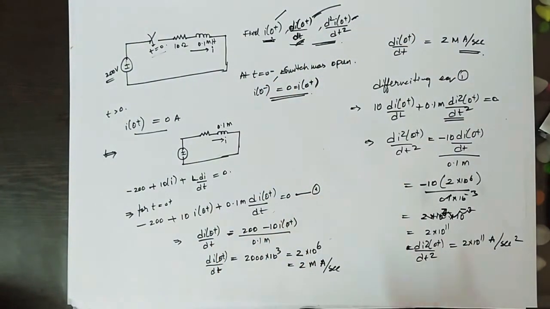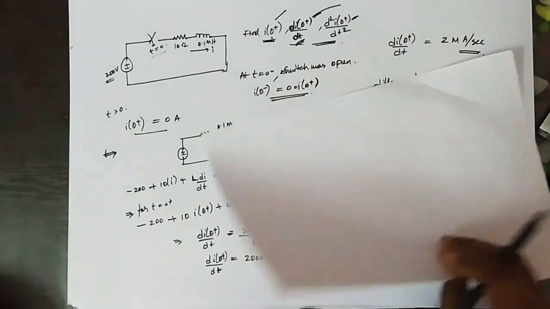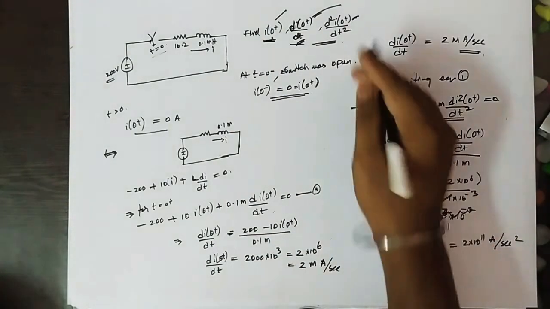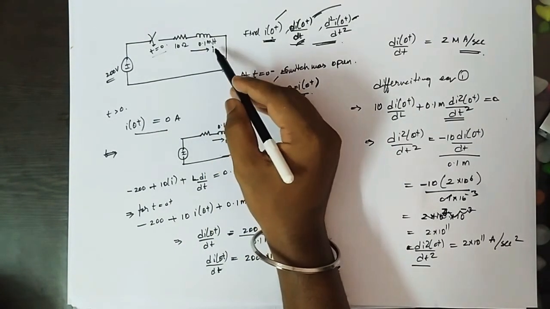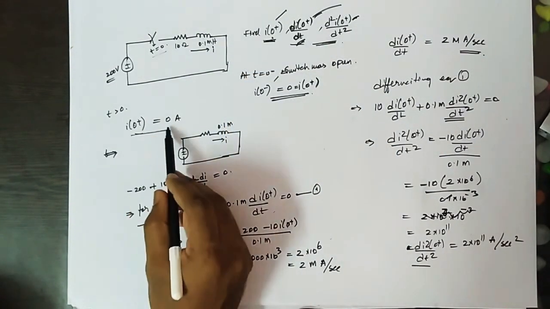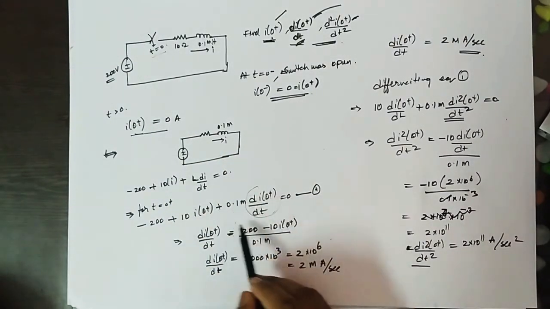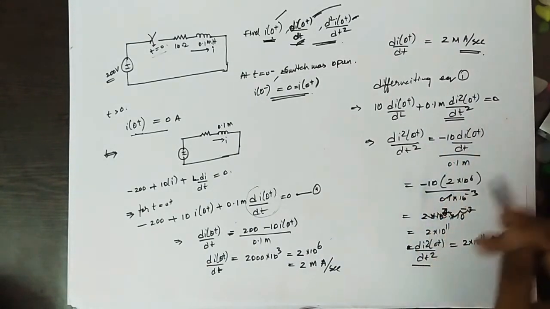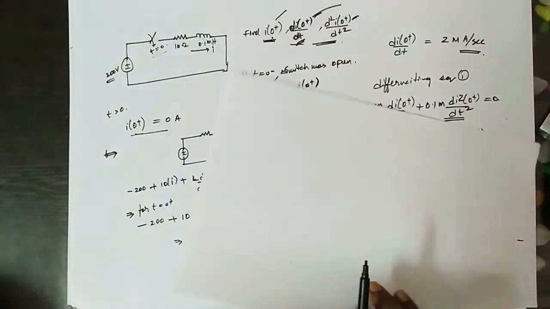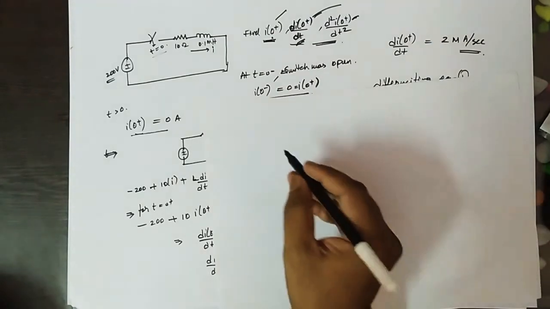For the same sum, if they ask you to find the expression of current i of t, then what will you do? In lecture 6 or 7 we did that sum. Up to here the circuit is over. Simply, differentiating the KVL equation, we already know i at 0 is 0 amps, and for di by dt we get this. After differentiating this, we will get d²i by dt². We complete that.